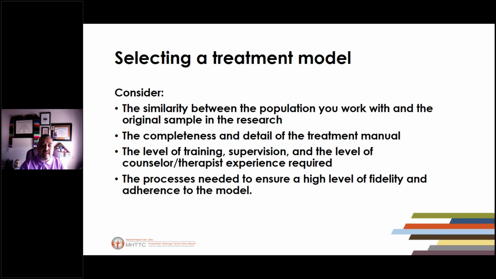And then lastly, the level of counselor or therapist. Are they LCSW? Does the model require that? Does it require more of a peer model approach or peer level approach? Those are things you'll just have to determine as you adapt or adopt the model that you choose.